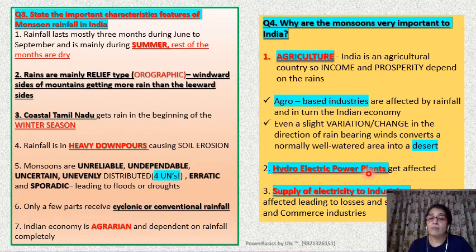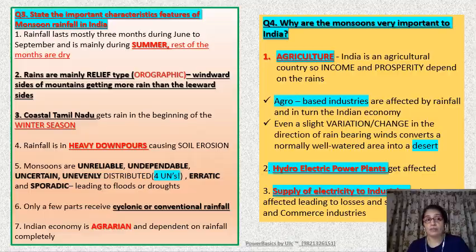Hydroelectric power plants get affected. If there's no water, you can't generate electricity in these power plants. If that happens, then the supply of electricity to industries gets affected. If there's no water, there's no electricity, then the industries cannot run their machines, and huge losses have to be faced by trade and commerce industries. So monsoons are very important to India because of agriculture and agro-based industries, hydroelectric power plants, and supply of electricity.